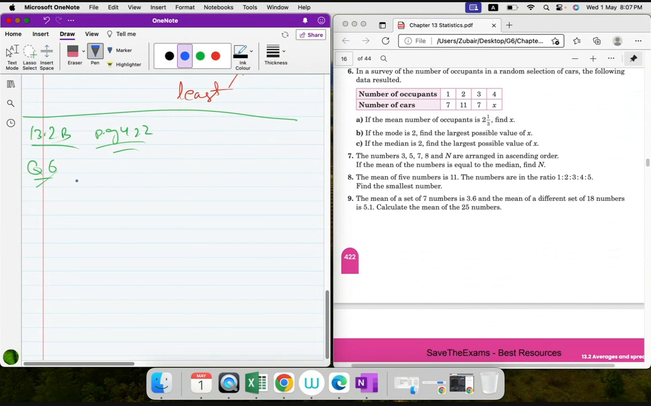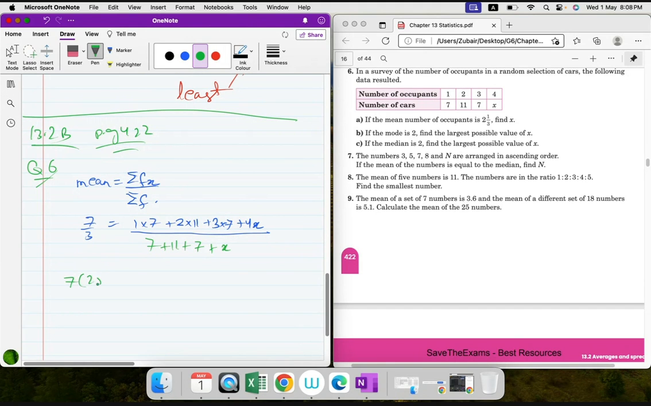So we know the mean. Mean is equal to sum of fx over sum of f. So mean is 7 by 3. On the other side, 1 into 7 plus 2 into 11 plus 3 into 7 plus 4 into x, divided by the total 7, 11, 7, and x. I'm using a calculator. 7 plus 11 plus 7 is 25.